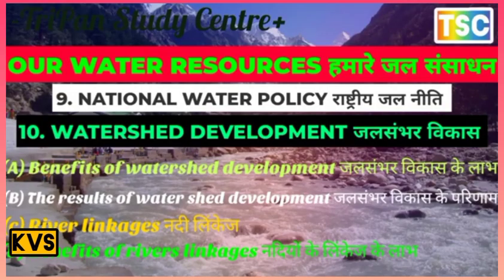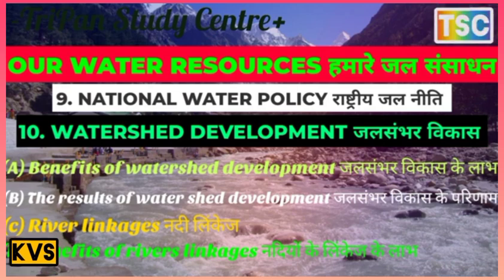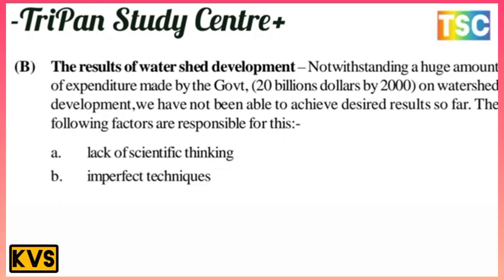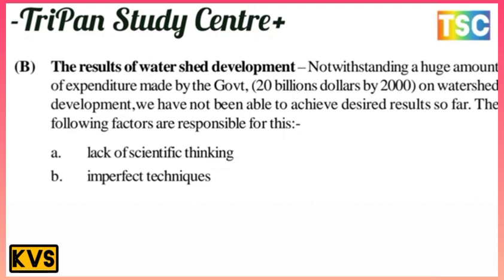The next point is important here: the result of watershed development. There has been a huge amount of expenditure made by the government, $20 billion by 2000, on watershed development, but we have not been able to achieve our desired result so far. The use of money is important here, but it is not the desired result so far.